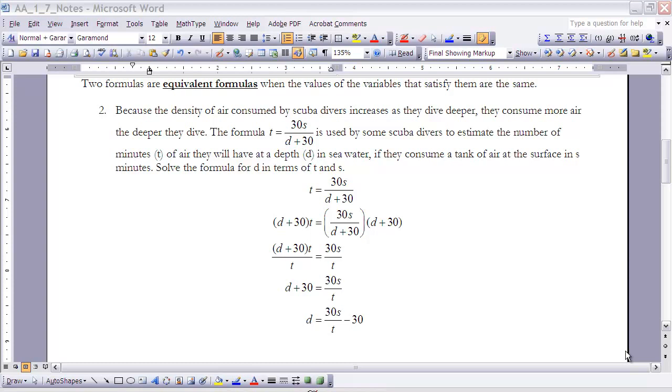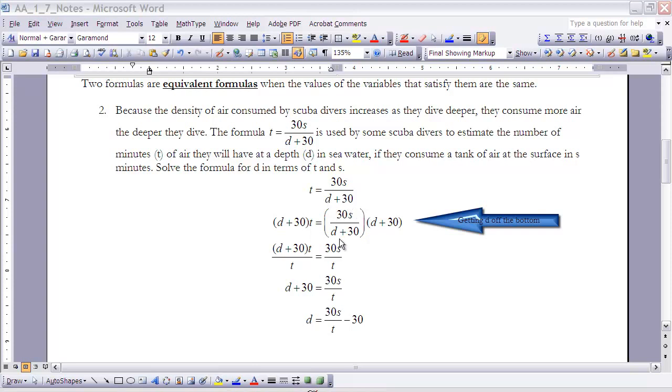So we have a unique problem: the variable that we're looking for is on the bottom of the equation. So we have to do something about that. I have to get this D off the bottom of this fraction, and the way that I do that is by multiplying both sides by this denominator.